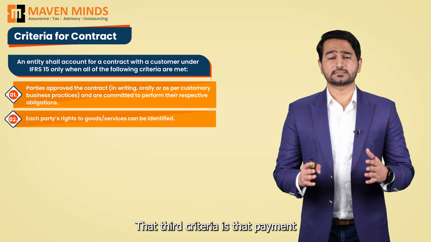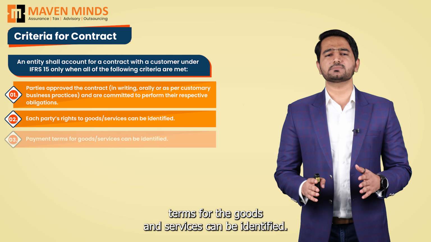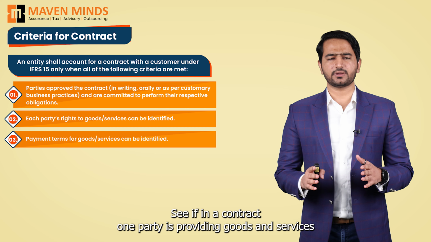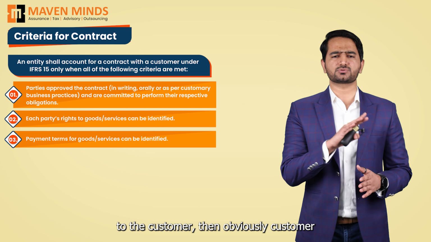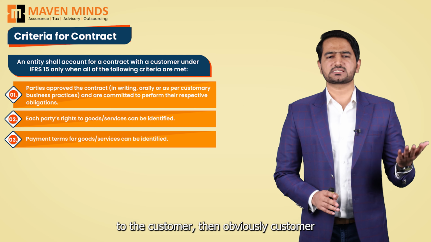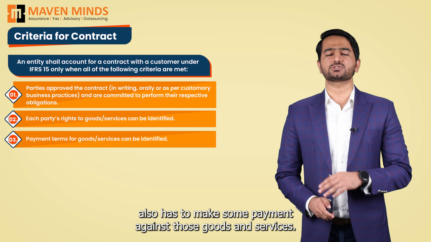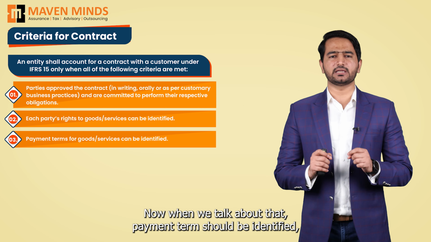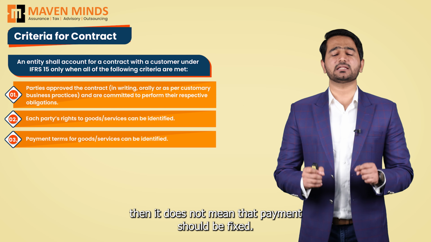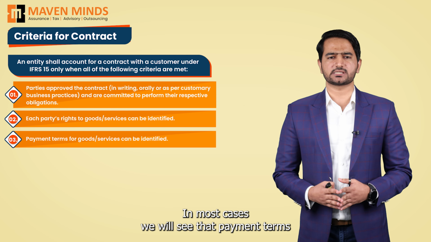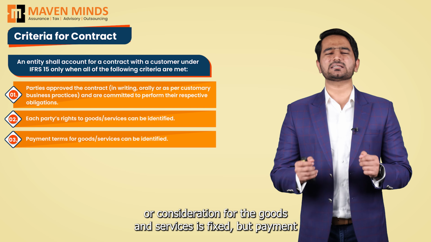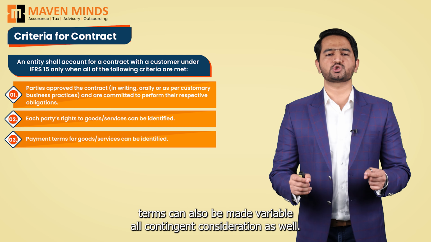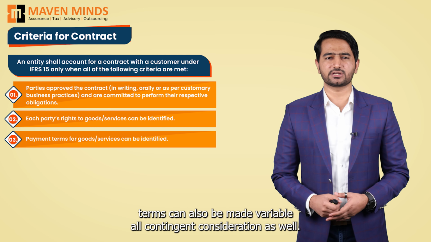After this, the third criterion is that payment terms for the goods and services can be identified. See, if in a contract one party is providing goods and services to the customer, then obviously the customer also has to make some payment against those goods and services. Now, when we say that payment terms should be identified, it does not mean that payment should be fixed. In most cases, we will see that payment terms or consideration for the goods and services is fixed, but payment terms can also be variable or contingent consideration as well.